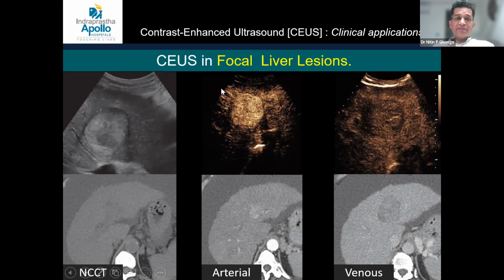Similarly, in a patient with focal liver lesions, we can see the performance is almost matching the corresponding CT images. You can see the plain CT. This is the arterial phase CT. You can see enhancement. This is the venous phase, where washout is seen, and you can see the washout in the ultrasound image also.